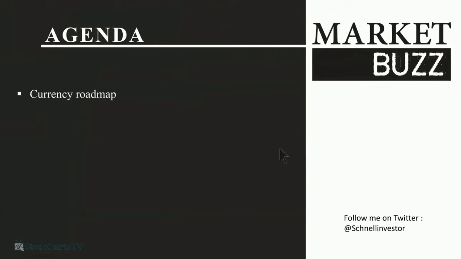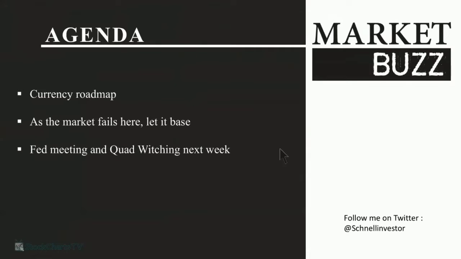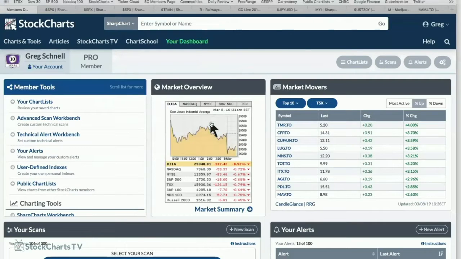So for the agenda today: currencies, big changes in currencies this week, and I think it's critical that we stay on top of those because they can really affect the overall markets. As the market fails here, let it base. I think we might have another week of this. Fed meeting and quad witching, and then watch the technology stocks. Those are important things on my radar setting up for next week. Now we're going to jump into it, and I'll show you why those things are kind of critical.